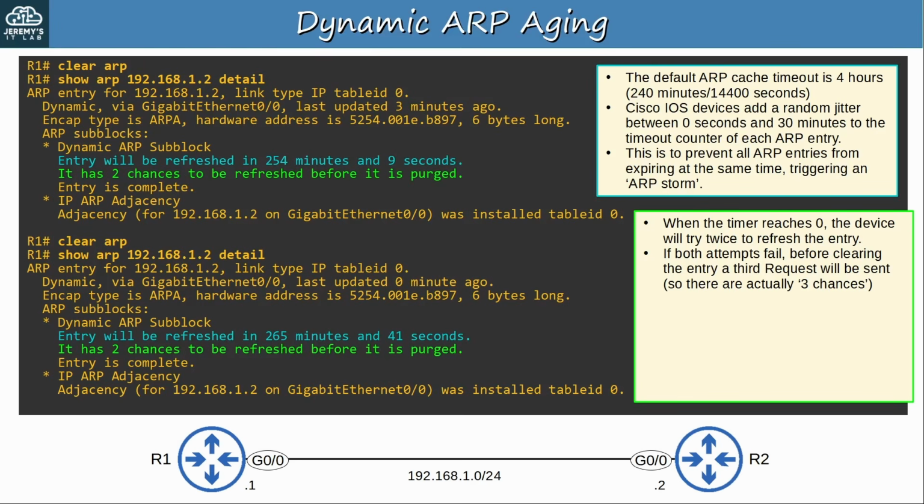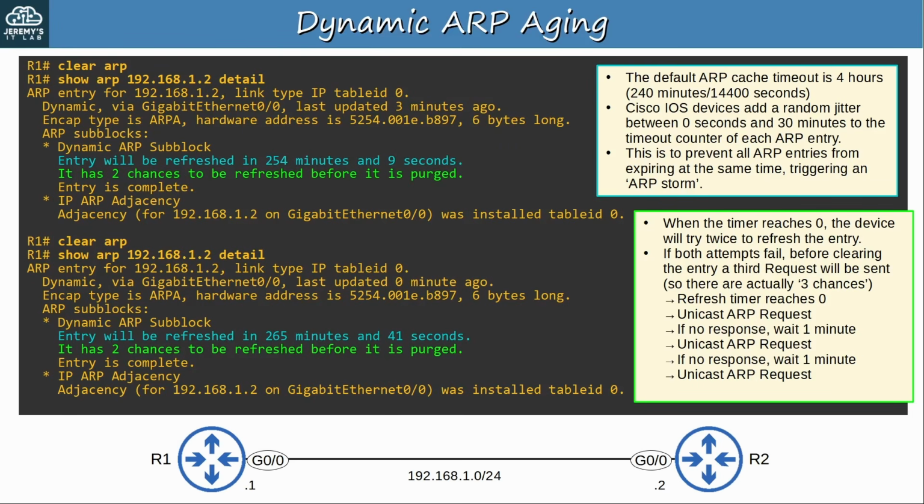It goes like this. The timer reaches 0. A unicast ARP request is sent. If there is no response, it will wait an additional minute. It will then send another unicast ARP request. If there is no response, it will wait another minute. Then, a third unicast ARP request is sent, and finally, the entry is cleared if there is no response. So in total, it will send 3 ARP requests to try to refresh the entry before finally clearing it.